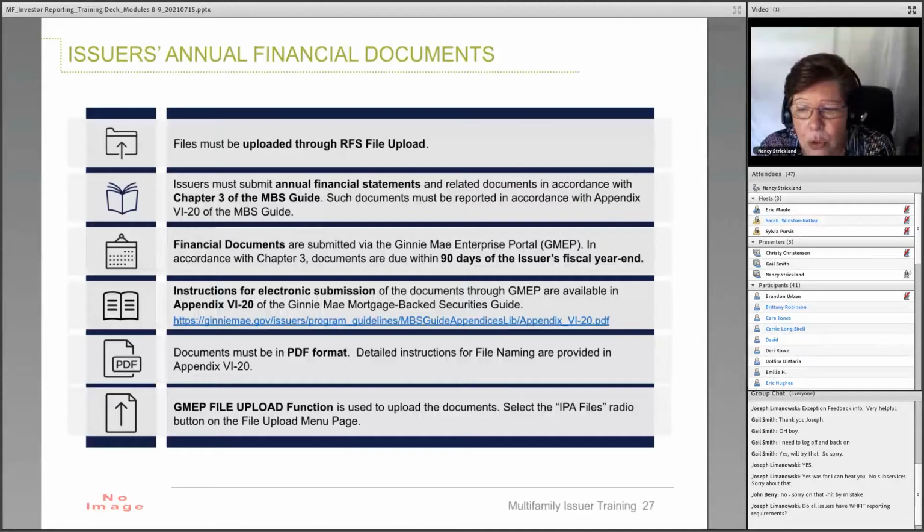Appendix 6-20 will provide step-by-step instructions to name the document and upload the document. All documents must be in PDF format using the specific file names. Submission dates of annual documents depends again on your fiscal year end. Raise your hand if you know your company's fiscal year end.